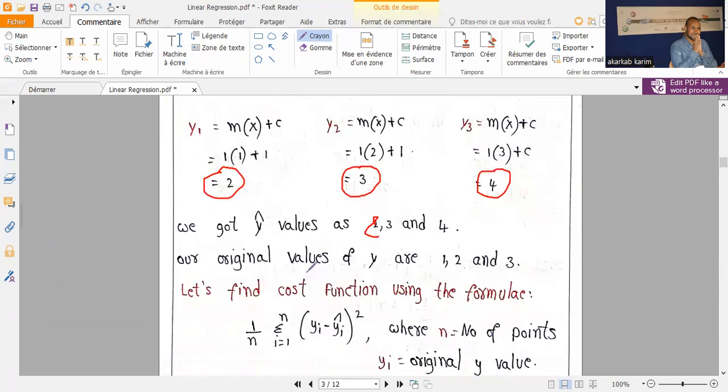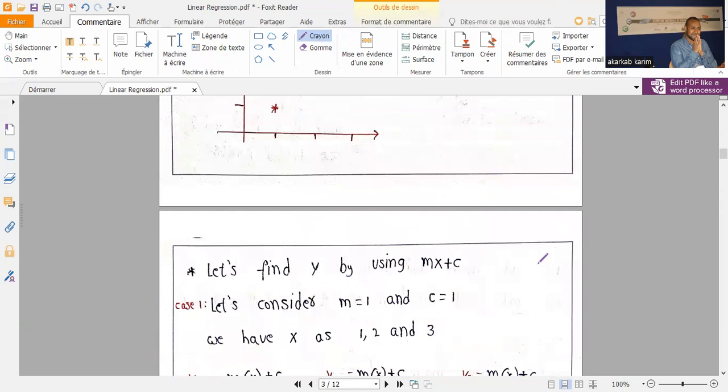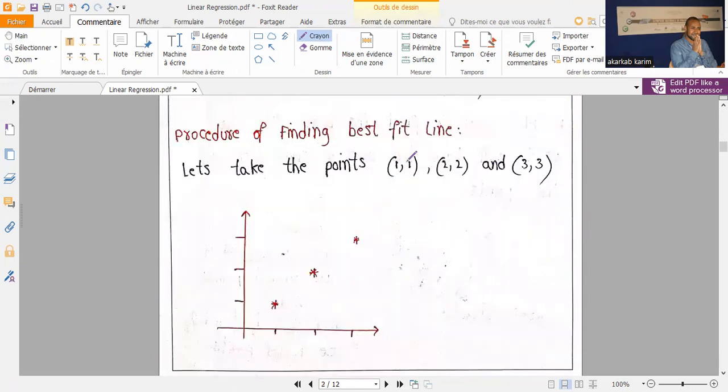Our original values of y are 1, 2, and 3. Okay, these are the original values we have here for y.